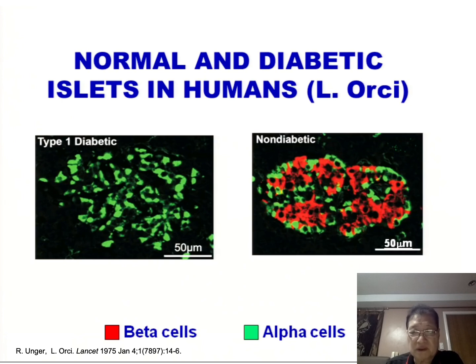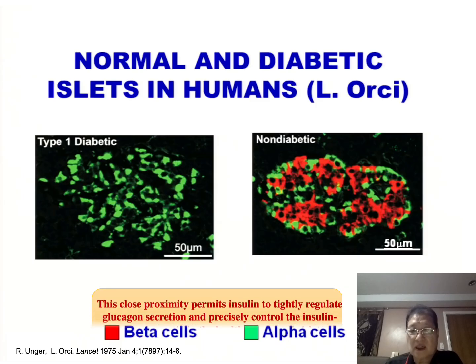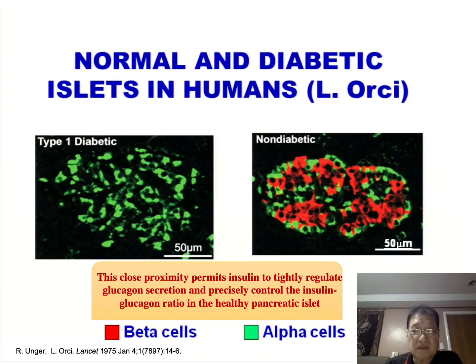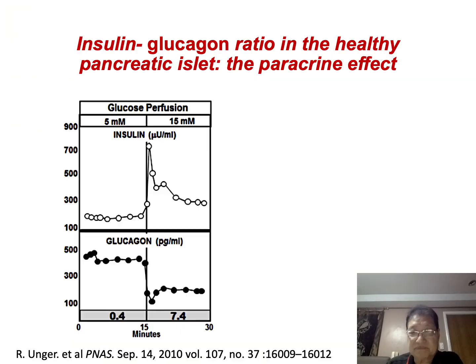The question is, what is the importance of this juxtaposition of the islet cells? Does it have functional implication or is it just by accident? And the answer is it has a vital implication in glucose homeostasis. This close proximity permits insulin to tightly regulate glucagon secretion and precisely control the insulin-glucagon ratio in healthy pancreatic islets.